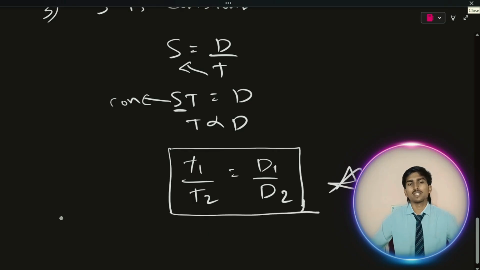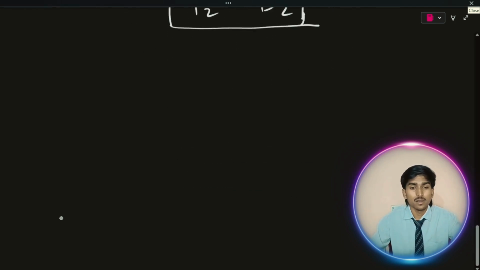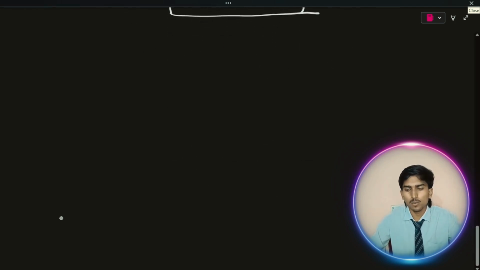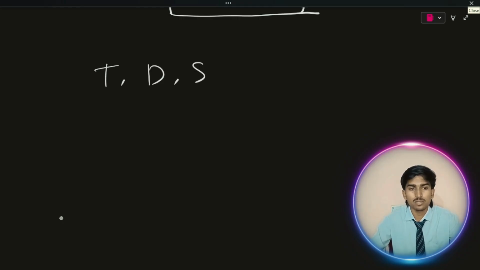Based on these, we are going to solve some problems so that you will understand clearly. Whenever a problem is given, first of all, you should see what they're asking, what the problem is at all. And second, check whether the time is constant, or the distance is constant, or the speed is constant. You should check which one is constant. Then just applying the formula, you'll get the answer.